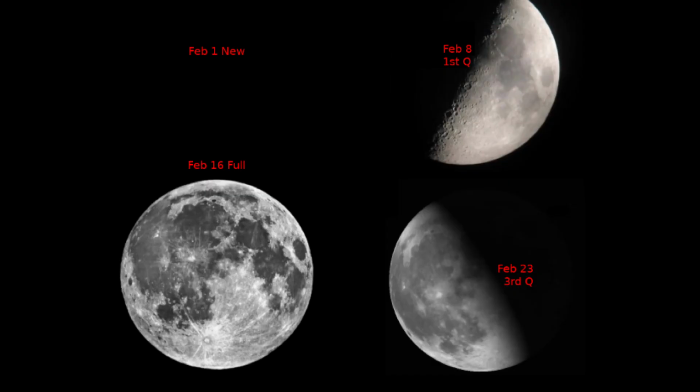February starts with a new moon on the 1st. First quarter is on the 8th, full moon is on the 16th, and third quarter is on the 23rd, which sets us up for March starting its month on the 1st with a new moon. And that's what you expect with a 28-day February that starts on a named quarter.